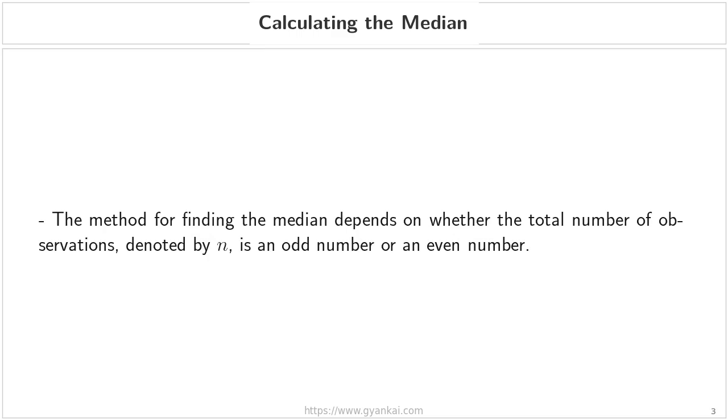Calculating the median. Now that we understand what the median is and why it is so important to sort our data first, we need to look at how we actually calculate it. You'll find that the procedure isn't always the same. The method for finding the median depends entirely on whether the total number of observations, which we denote by the letter n, is an odd number or an even number. In the next two slides, we are going to break this down into two specific cases so you can see exactly how to handle each one.